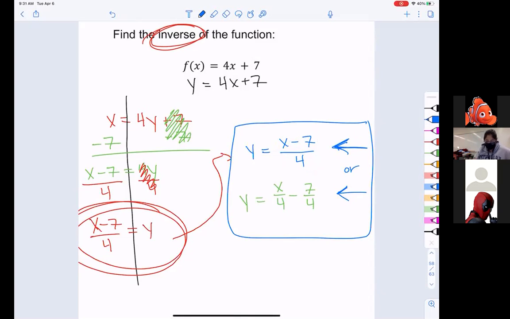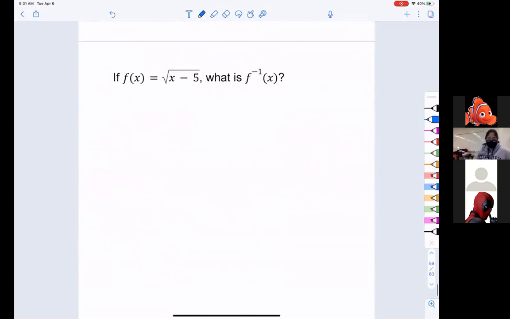Sounds great. Awesome. All right, so we have: if f of x equals square root of x minus 5, what is f negative 1? f negative 1. Brian, what does that mean?